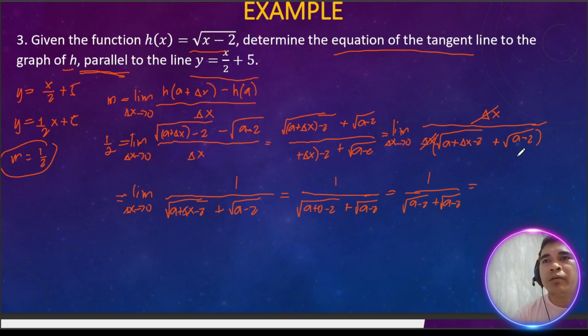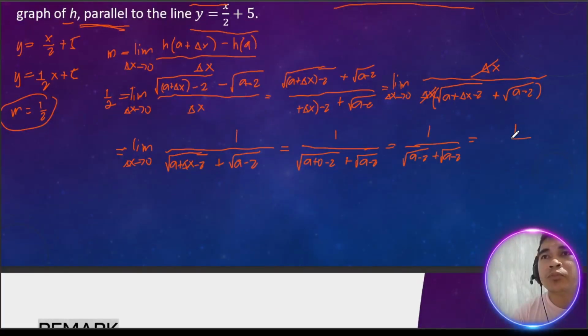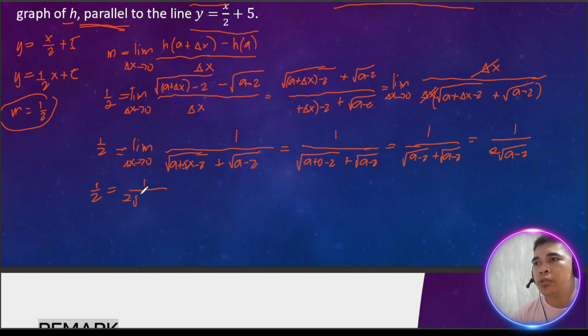So 1 over square root of a minus 2 plus square root of a minus 2. So how many do we have of square root of a minus 2? We have 2. So we get 2 square root of a minus 2. Since we have here 1/2, right? We have 1/2 equals 1 over 2 square root of a minus 2. So cross multiply, we get 2 square root of a minus 2 equals 2. All over 2. So we have square root of a minus 2 equals 1.